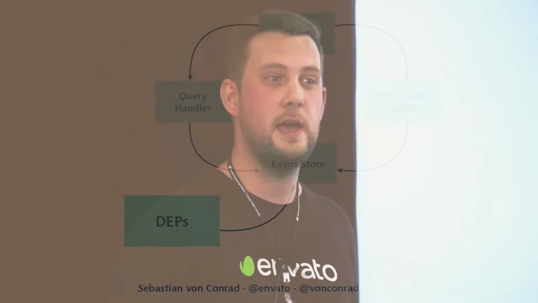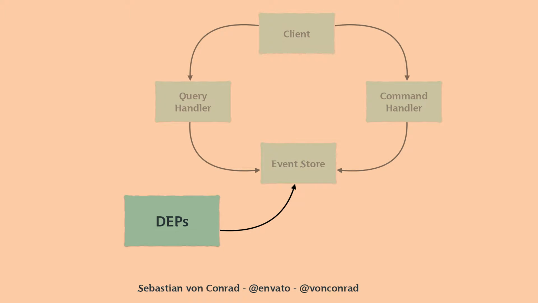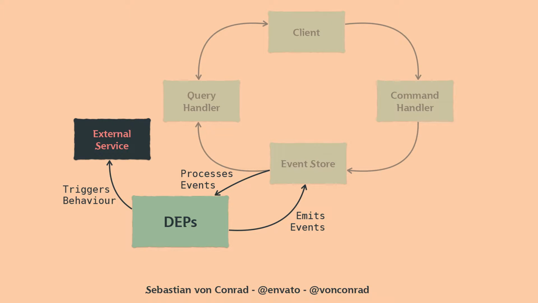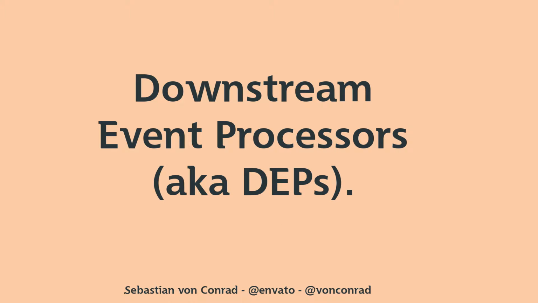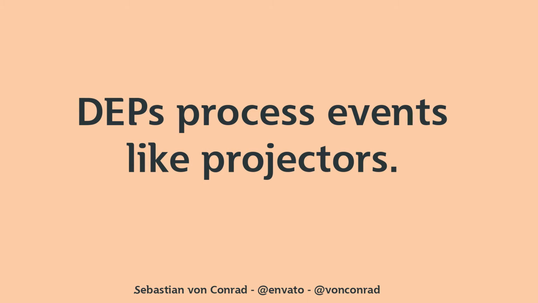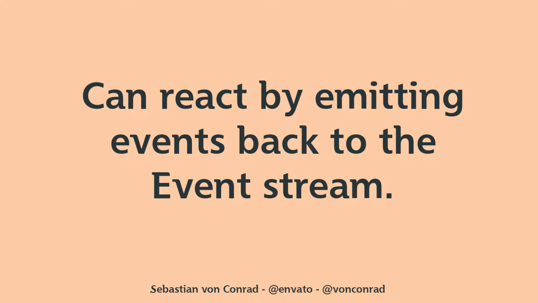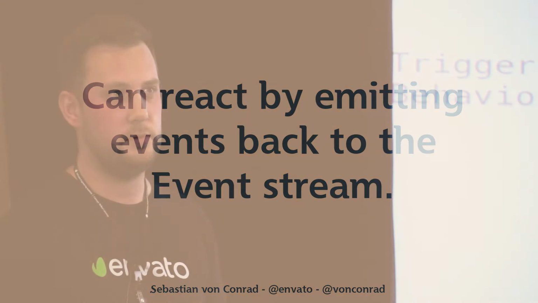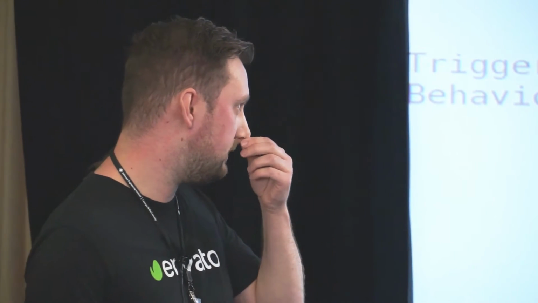The next concept that I want to explain quickly is downstream event processes, which to me is the most interesting and most awesome part of this entire architecture. So DEPs, because downstream event processes is a bit of a mouthful, are also dependent on the event store. And what they do is that they process events like a projector, and then they can emit events back or otherwise trigger behavior with external services. So like projectors, they process events, but they can react to an event by emitting another event. And we'll have some examples of that later.